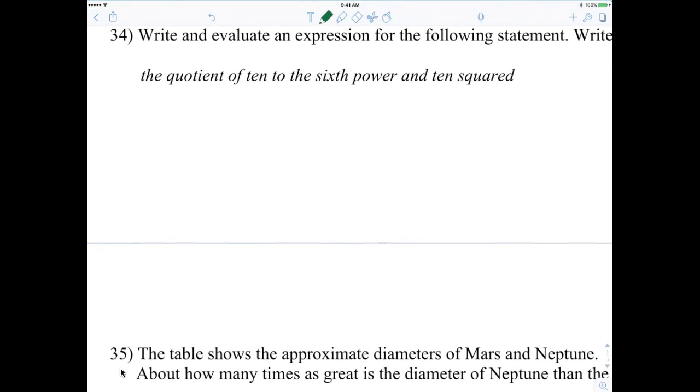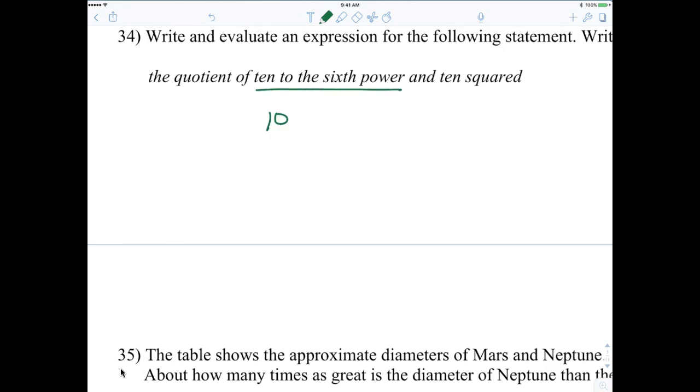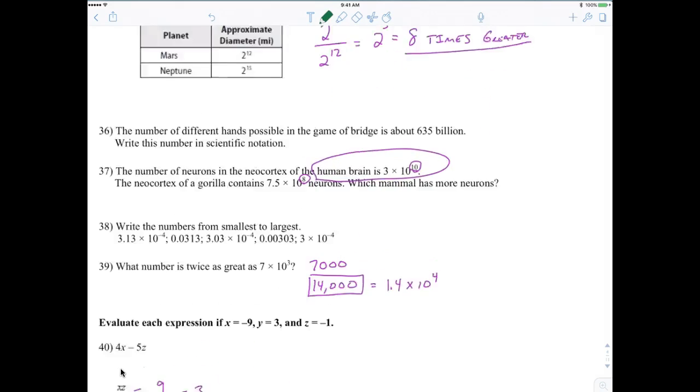Now, quotient means to do what? Divide. So we're dividing what? 10 to the 6th over 10 squared, which is to what power? So my final answer for that, 10 to the fourth, right? Because again, when you're dividing, you're subtracting exponents, remember? 6 minus 2 is 4. Anybody have any questions? Everybody good? All right, here we go. Continue on. All right, 36.